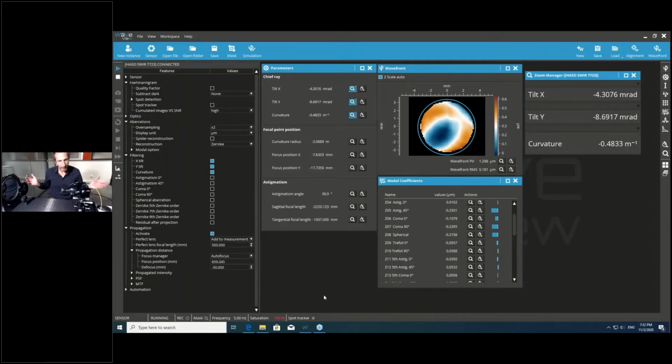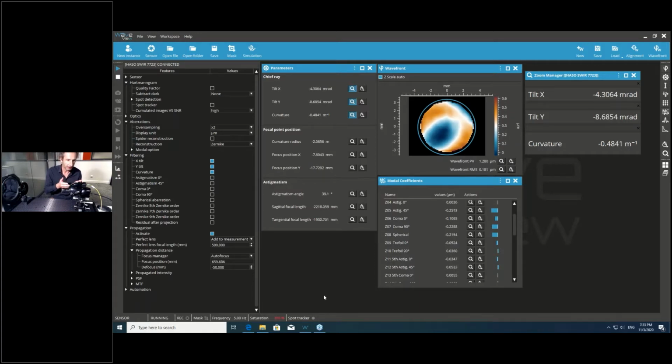Okay, now I will present you the characterization of a lens. Here it is, a doublet with a focal length of about 400 millimeters and a diameter of 50 millimeters. And I'm going to characterize it in double pass with a R-FLEX sphere here.